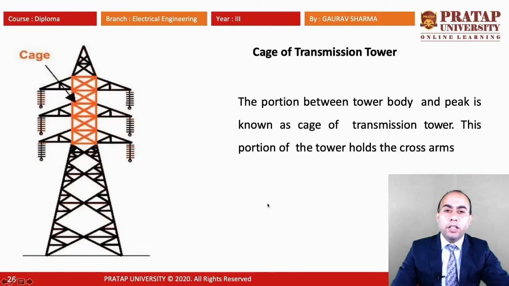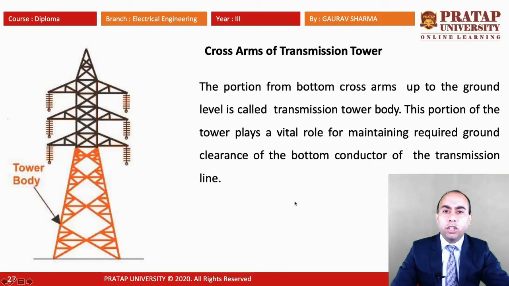Now, the cage of a transmission tower is the portion between the tower body and the peak. This portion of the tower holds the cross arm. You can easily see in this figure, we call it the cage. And the portion from the bottom cross arm down to the ground level is called the transmission tower body. This portion of the tower plays a vital role in maintaining the required ground clearance from the bottom conductor of the transmission line. So, we call it the tower body.